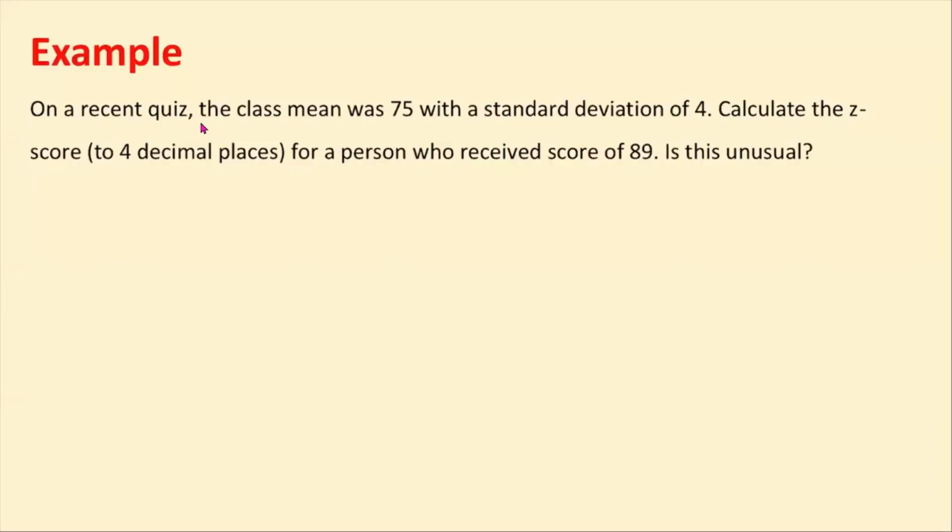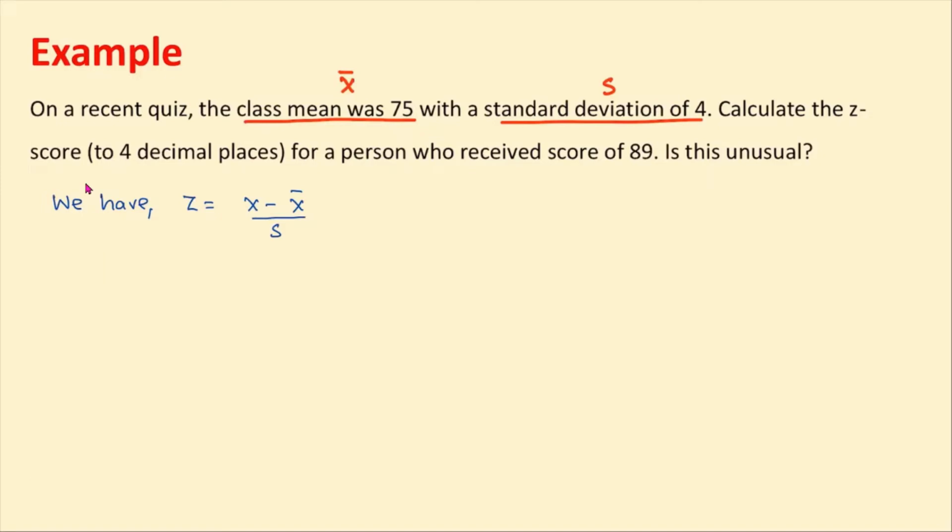Example: on a recent quiz, the class mean was 75. You can see the class mean was 75, that is x bar, with the standard deviation of 4. So s is equal to 4. We are asked to calculate the z-score to 4 decimal places. So we have a formula for z-score: z equals x minus x bar over s. The observed data value minus x bar, over 4.